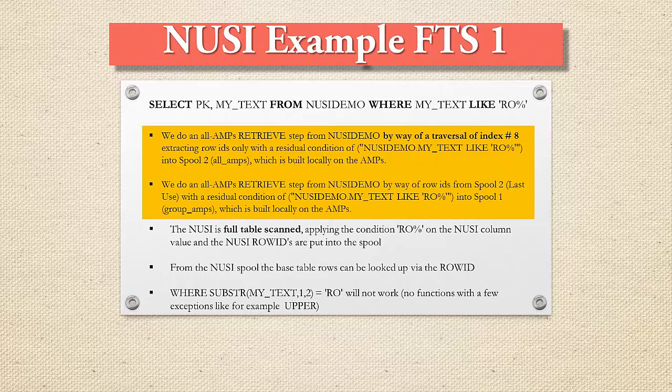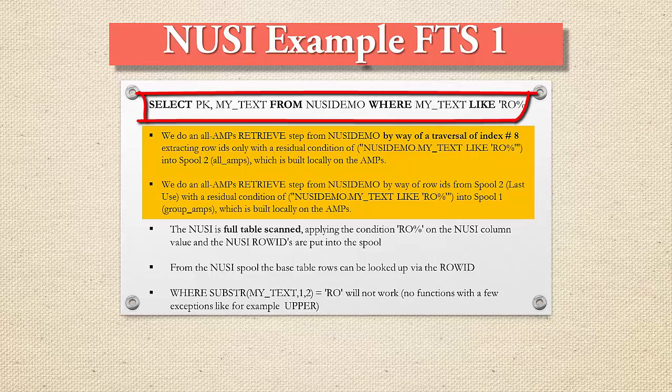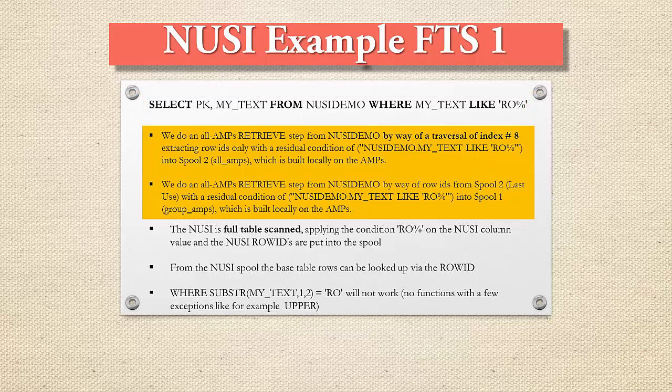We have altered the query a little for the next example. First, by including a PK column, imagine this as a part of the primary key, and we change the where condition so that we use a like RO% instead of an equal to RO. The explain plan that was created out of this query reveals that the index over my text is still used, only in a slightly different way now.